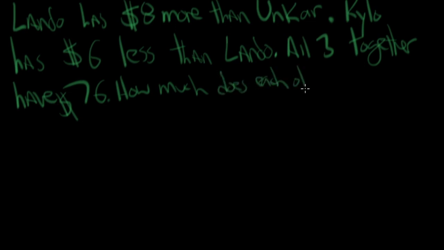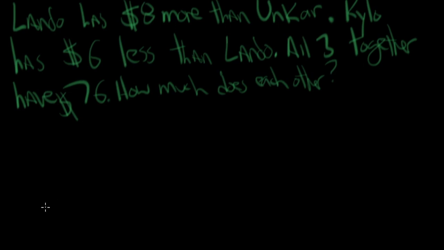Okie dokie. So Lando, Unkar, and Kylo. Never thought they'd be in a word problem together. Let's go and draw it. If I asked you right now, who has the most money? Who's going to have the biggest bar? That's what you want to think of. Well, that's going to be Kylo. Kylo's going to have the most money.